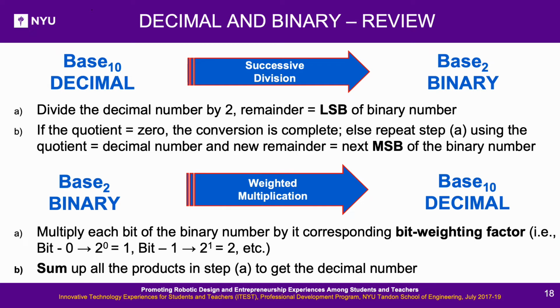Binary to decimal conversion. This is called weighted multiplication. Multiply each bit of the binary number by its corresponding bit weighting factor, that is, bit 0 → 2 power 0 equals 1, bit 1 → 2 power 1 equals 2, and so on. Sum up all the products in step A to get the decimal number.